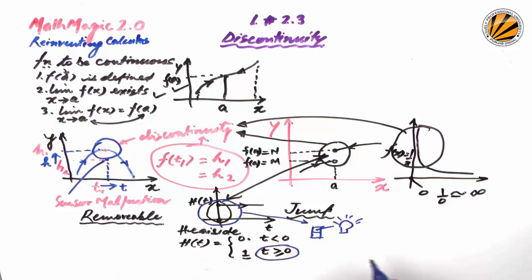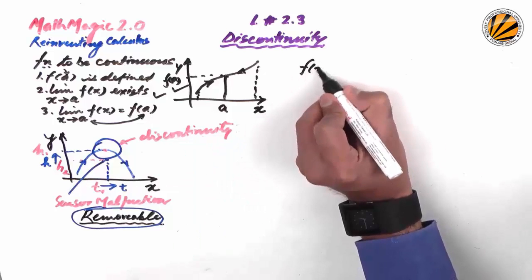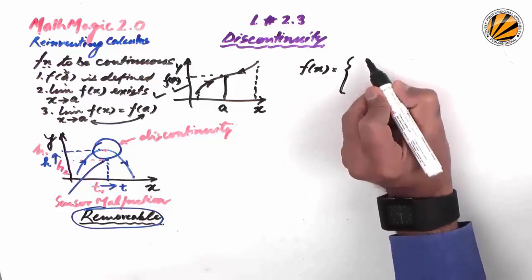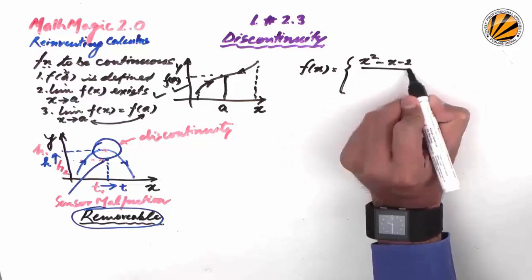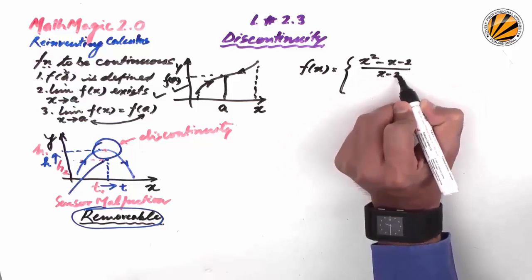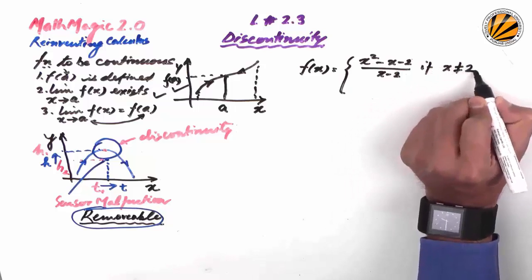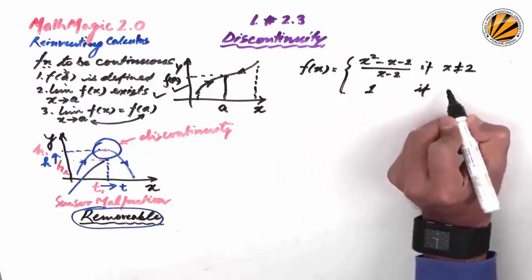This discontinuity is removable, can be removed at any given point of time. I'll put up an example related to this. Now let us consider that there is a function f(x) given by steps, that is x square minus x minus 2 divided by x minus 2 if x is not equal to 2, and it is 1 if x is equal to 2.